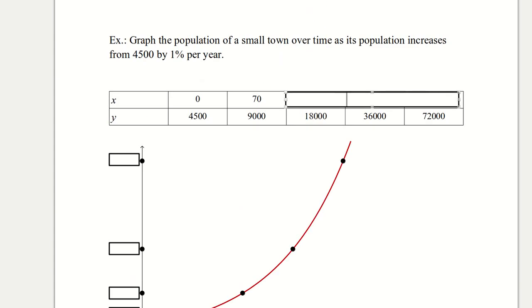Another 70 years, and it will have doubled again. That's after 140 years. Add 70 more years, and you get 210 years. Another 70 years, and 280 years from the time we started.